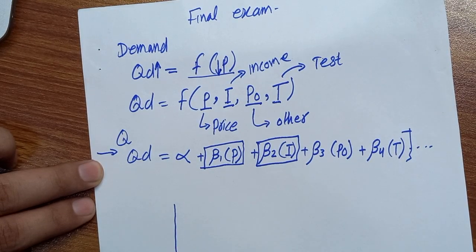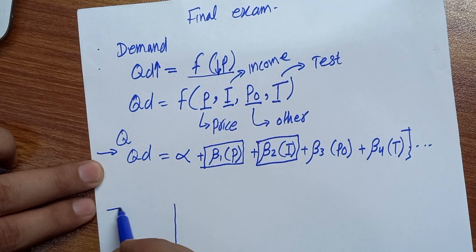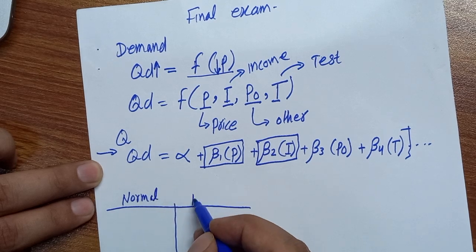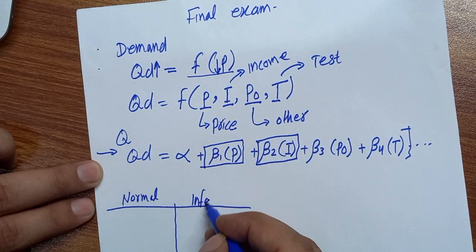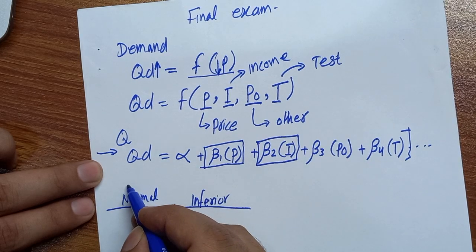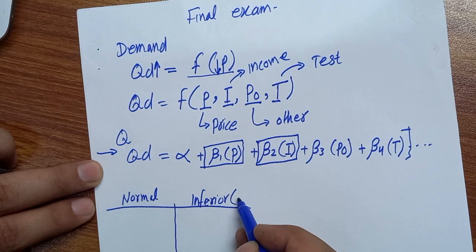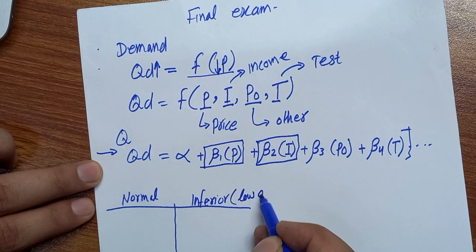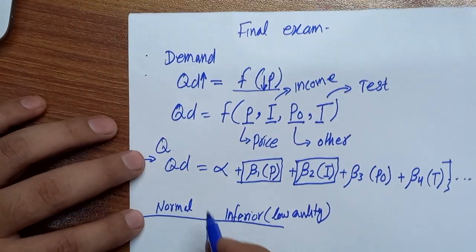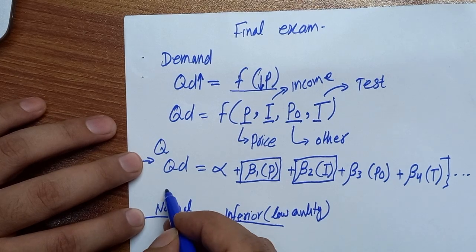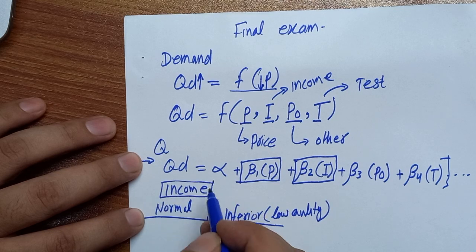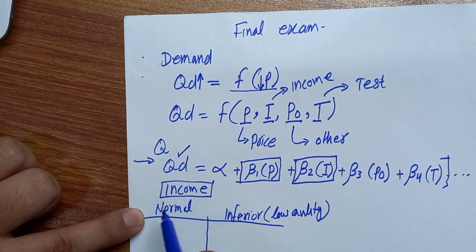we have two kinds of goods. One is normal, one is inferior. Normal means a good one. The normal good is good, and the inferior is low quality. So how does income affect them? Let's say your product is a normal good.